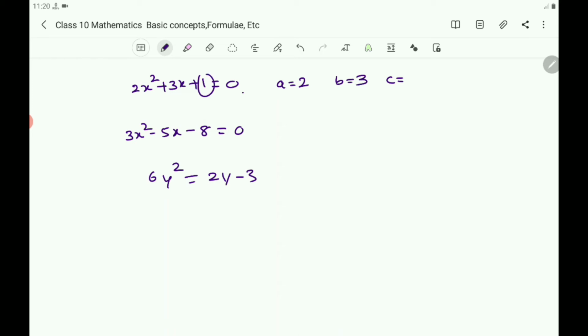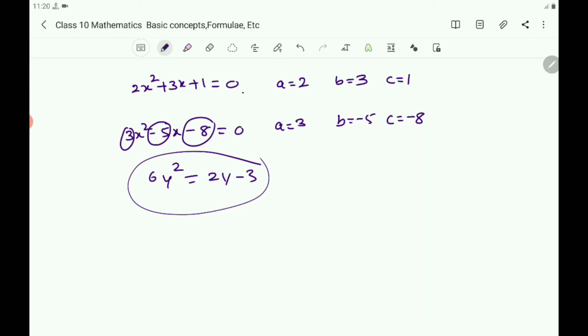And coefficient of c is 1. So 2, 3, 1 will be the answer. They may ask the question, the values of a, b, c in order. Here a equals 3, b equals minus 5, c equals minus 8. So write a equals 3, b equals minus 5, c equals minus 8.